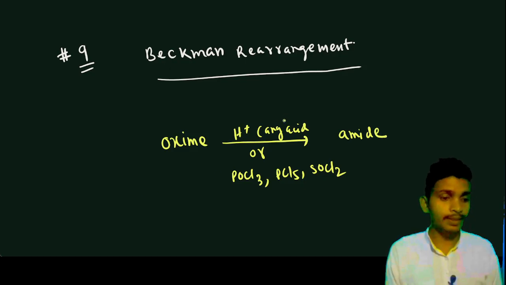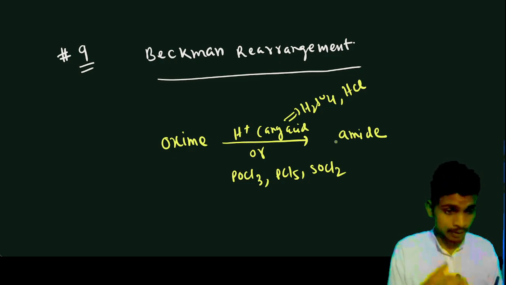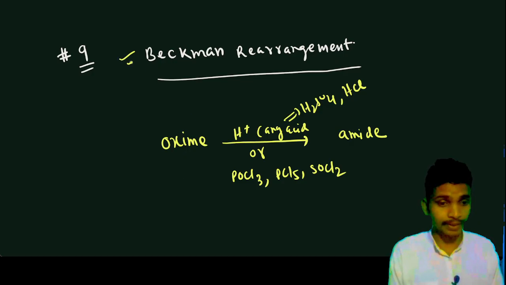Acid, in the sense like H2SO4, HCl, that type of groups. So if that is given, then it is converted to the amides. This type of rearrangement, this type of reaction, is known as the Beckmann rearrangement.